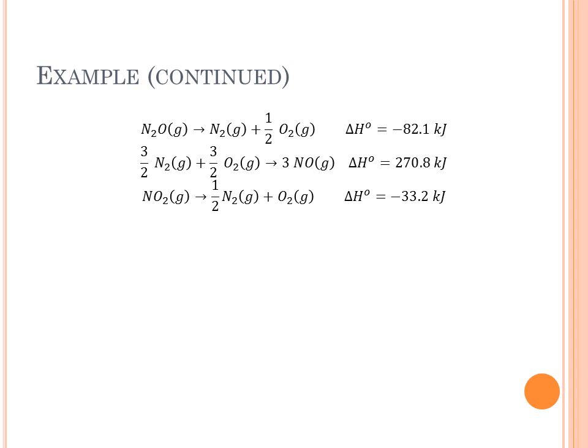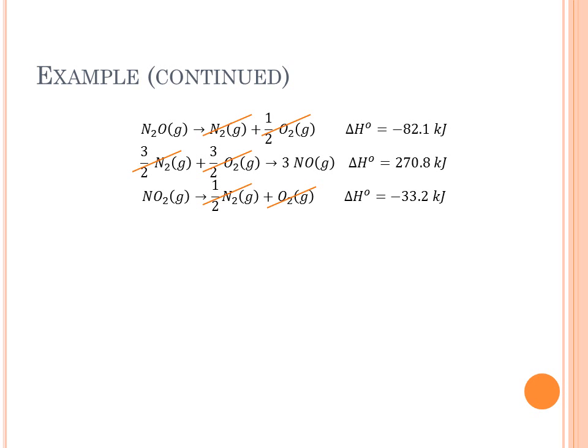So here are the reactions after I've done all of that. And I flipped and divided by 2, so I changed the sign, divided it by 2. So we get a negative 82.1 kilojoules for the first one. Multiply the second one by 3/2. Notice I got some fractions in there. So we got a 270.8 kilojoules for the second reaction. And then we flipped and divided by 2 again. So we're going to do that same thing to the enthalpy, and we get a negative 33.2 kilojoules.